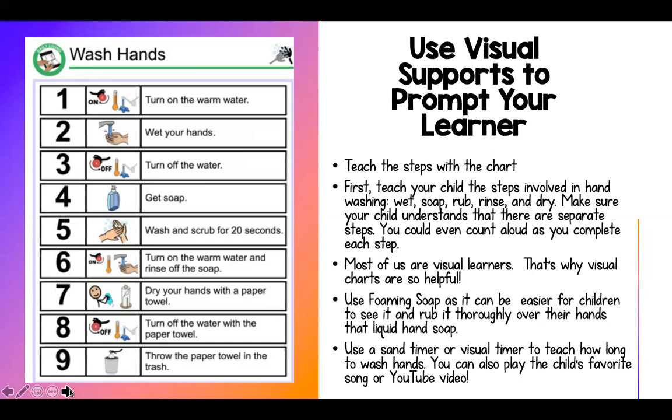And then also, talking about visuals, using some type of timer or visual timer. You can also play your child's favorite song, or on YouTube there are a lot of different hand washing songs that you can play. That's a really great idea to pair when your child is washing their hands, just because you're pairing it with something preferred, as well as giving the deadline of, okay, from start to finish, this is when we wash our hands, when the song is over, and so on. So it gives that ending point.